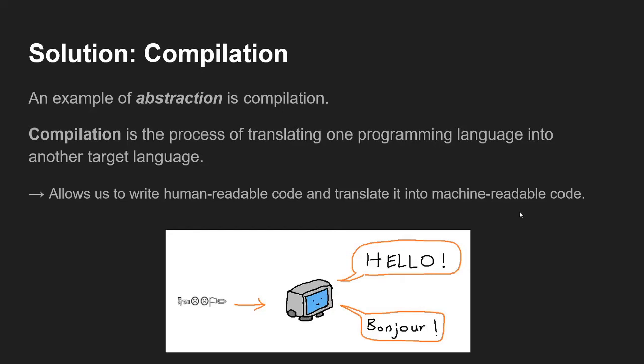And a big advantage of compilation is that we don't have to rewrite our code for different types of computers, because there isn't one unified machine code, right? Computers with different processors speak and understand different types of machine languages. So through compilation, we can have our little computer guy here translate into different machine codes or different machine languages.